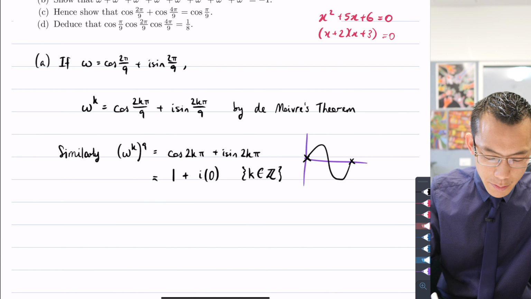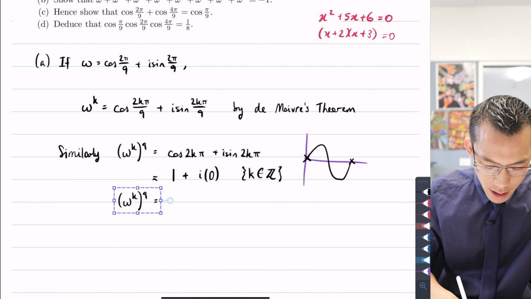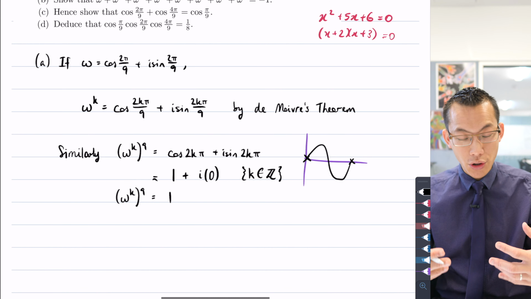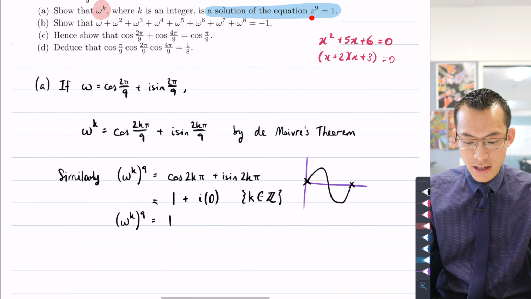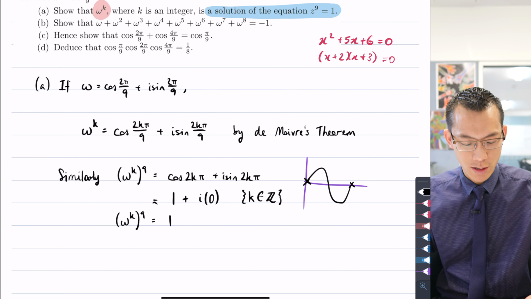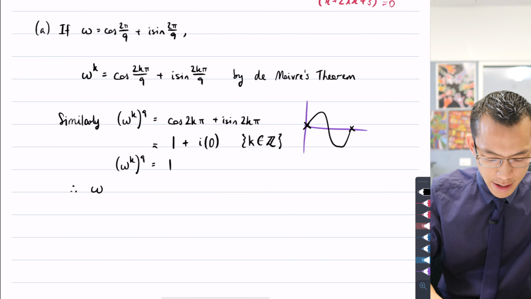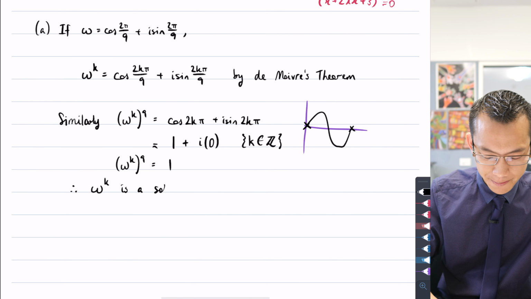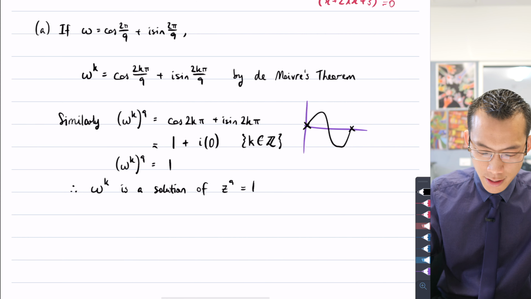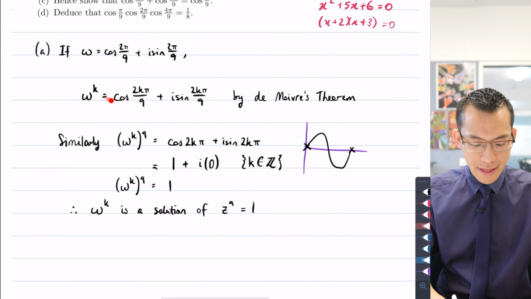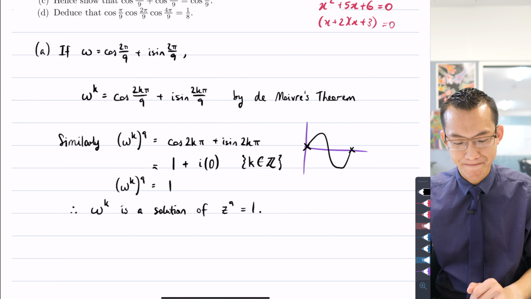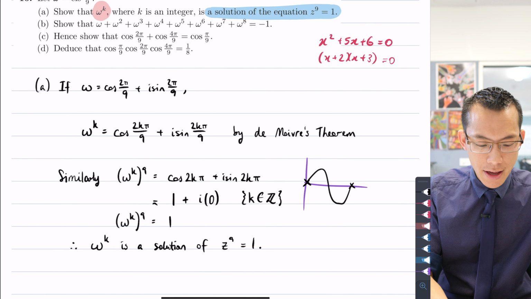So what have I just shown? This is 0, this is 1. Because this is in the form z to the power of 9 equals 1, it's just that this is my chosen z, that's enough to say this is a solution. So I can say, therefore, omega to the power of k is a solution. That's all we needed. So that question came in parts. Number one, I had to deal with what omega to the power of k was, and then I had to know what it means for something to be a solution of a given equation. I need to show that substitution. Okay, so far so good. So there's part A done and dusted.